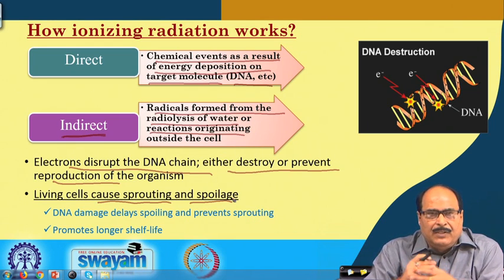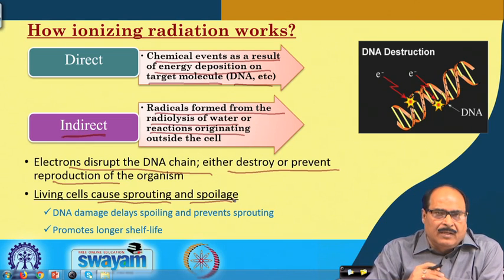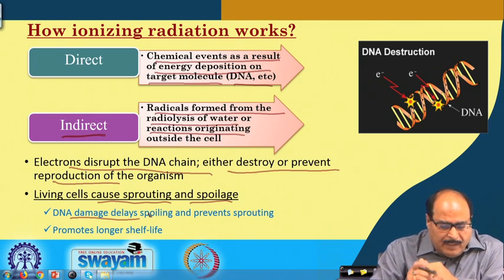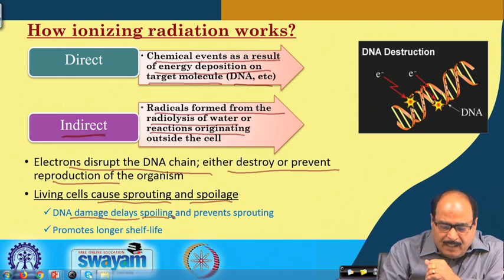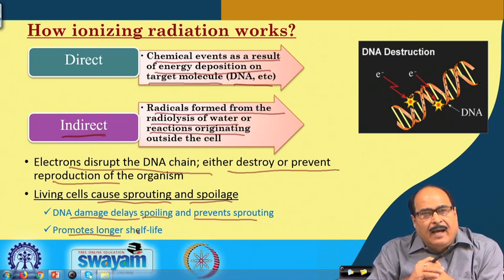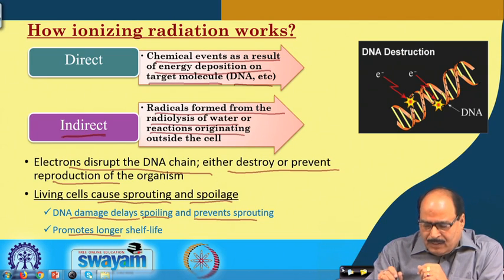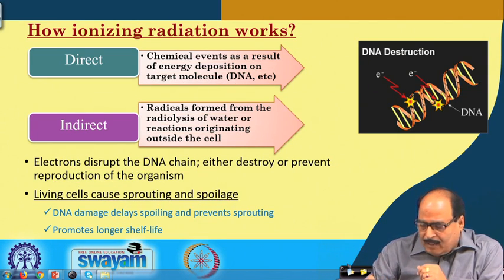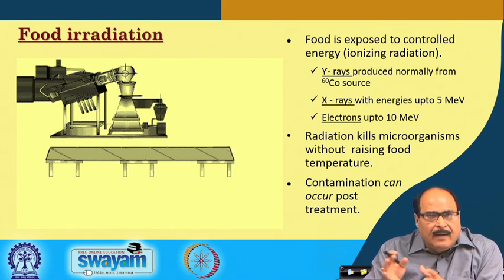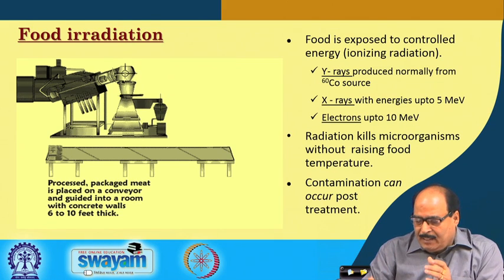Also, that physiological process in certain fruits and vegetables results in their sprouting, which is not desirable for their good quality. So, this DNA damage also may delay spoilage, or it may prevent sprouting, and it may promote longer shelf life, etc. So, this is how these ionizing radiations work on food systems or on biological material and do their job. So, let us see the technological aspect of irradiation.